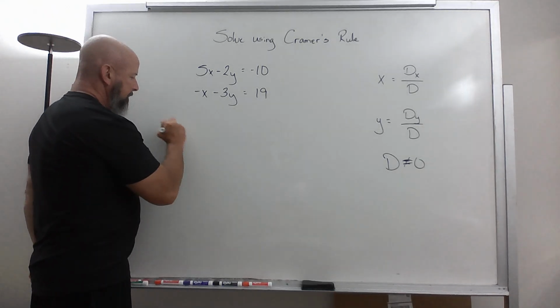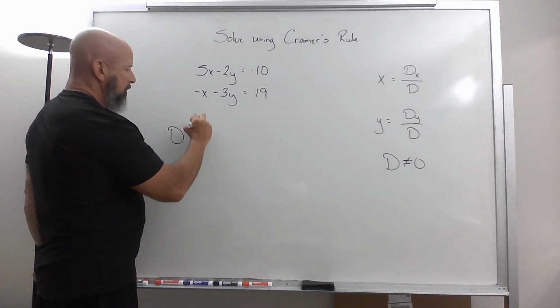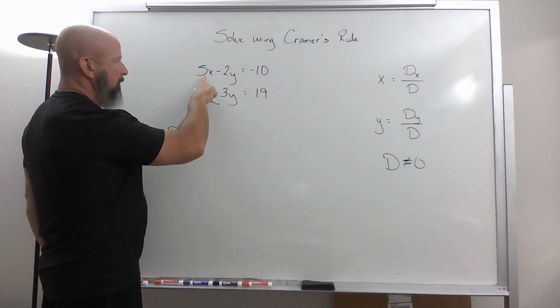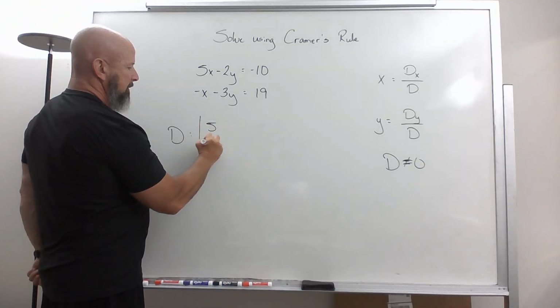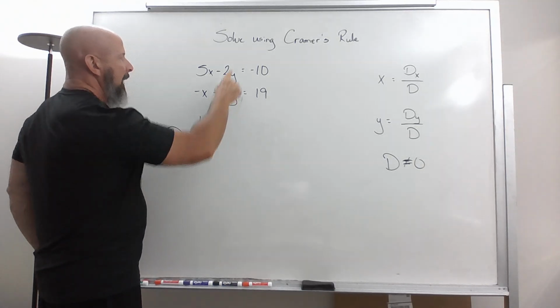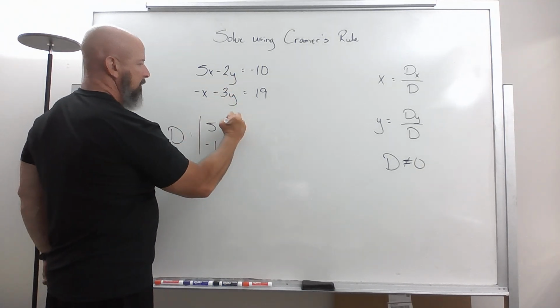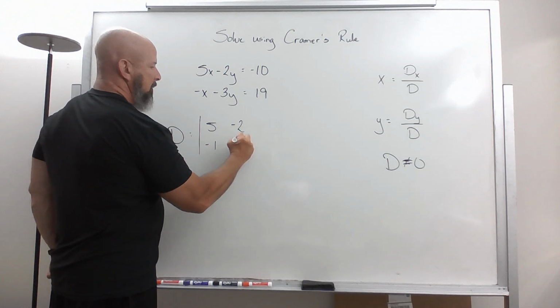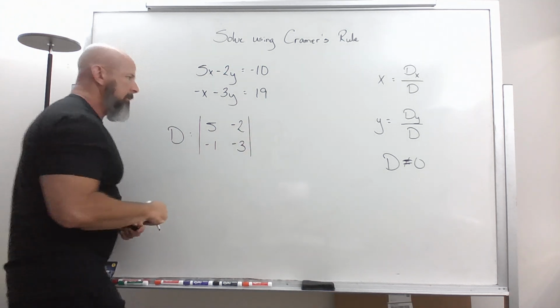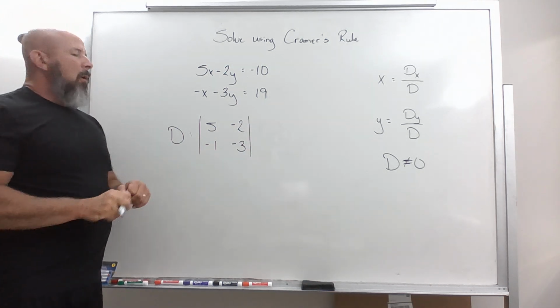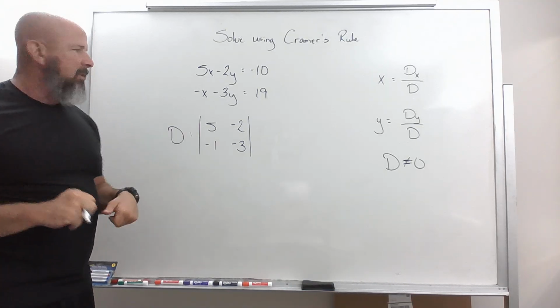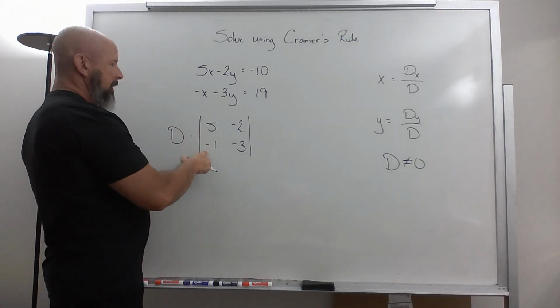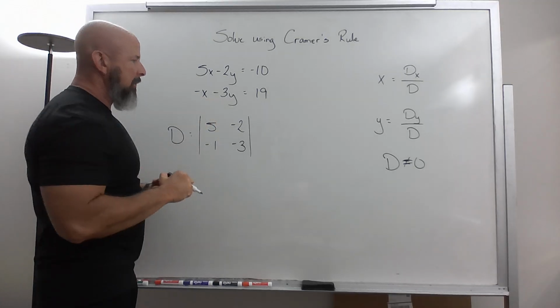So D, in this case, would be my 2x2 square matrix with the x column coefficients, 5 and -1, and then the y column coefficients, -2 and -3. Always check when we write these down. We want to make sure that we have the right values. We're not missing a negative or anything. I've got 5, -1, -2, -3.